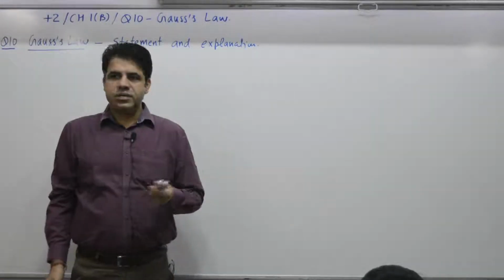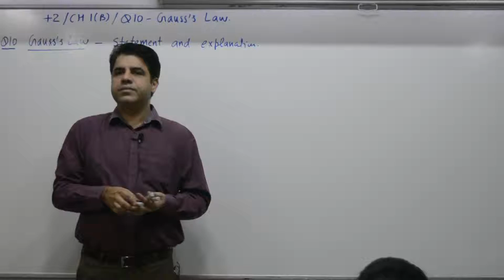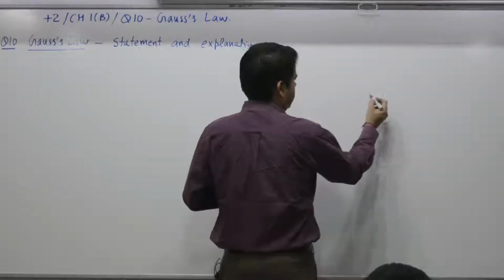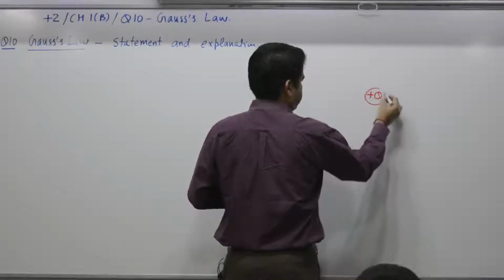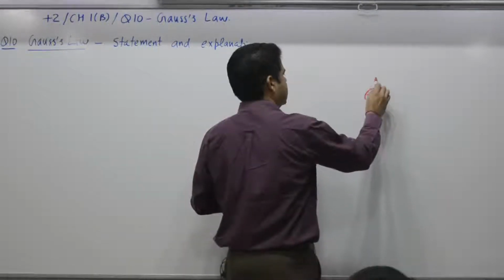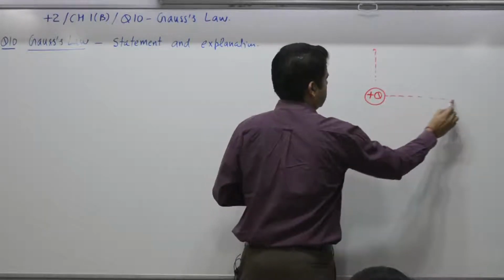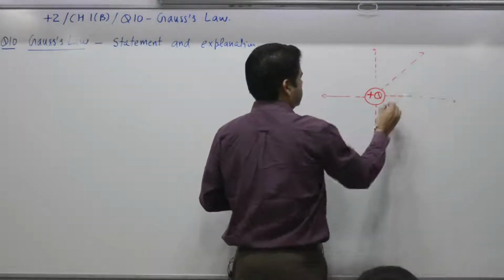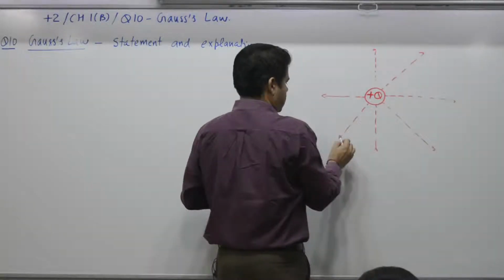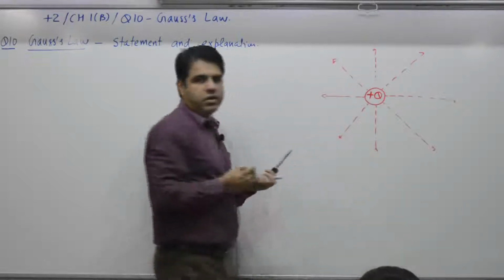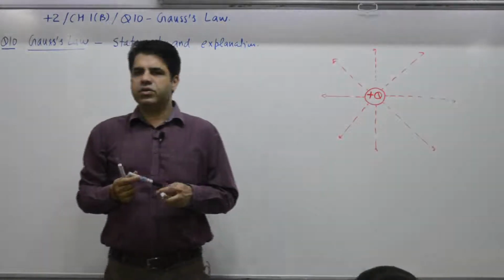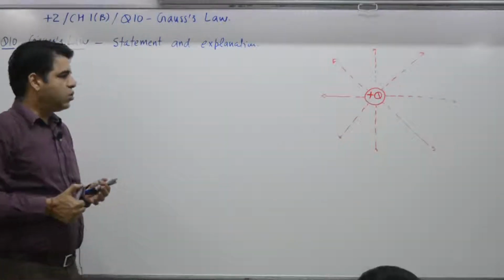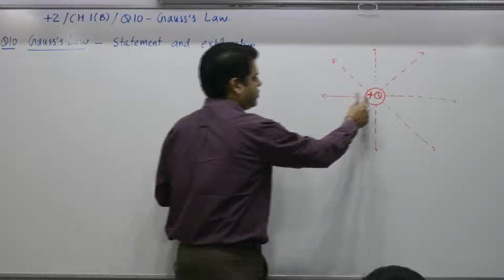Gauss's law statement and explanation. Gauss's law deals with what? If there is a charge, say a positive charge, then you have lines coming out of it. How many lines? Q by epsilon naught. From 1 coulomb charge, 1 by epsilon naught. From 2 coulomb charge, 2 by epsilon naught. From Q coulomb charge, Q by epsilon naught. The total number of lines coming out is Q by epsilon naught.